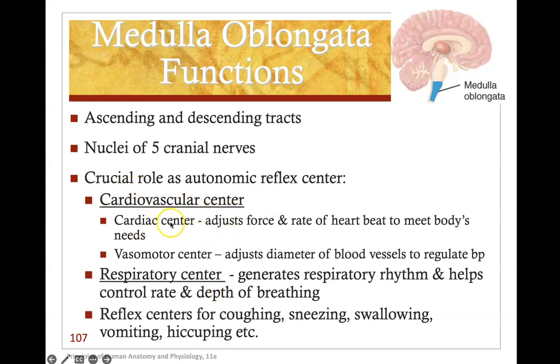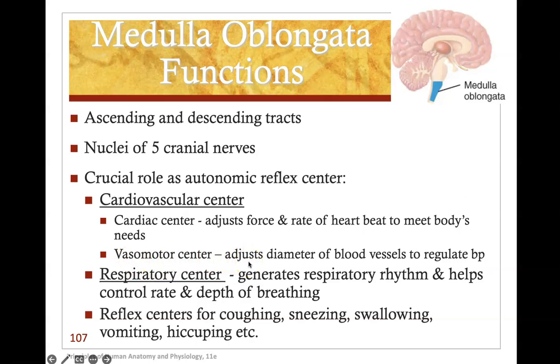So we have the cardiovascular center, which consists of the cardiac center and the vasomotor center. As you can guess, the cardiac center is just going to adjust the force and rate of our heart beating to meet our body's needs without us having to think about it consciously, right? So that cardiac center lies in the medulla oblongata. It's a reflex, okay? And so again, an important part of our autonomic reflex.